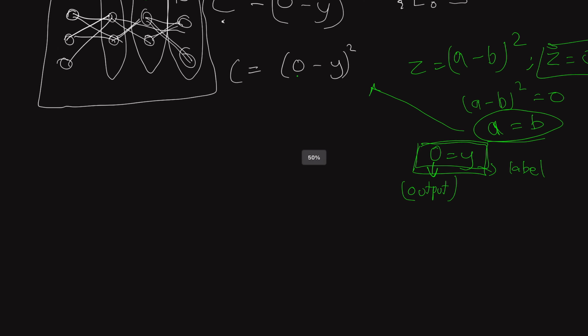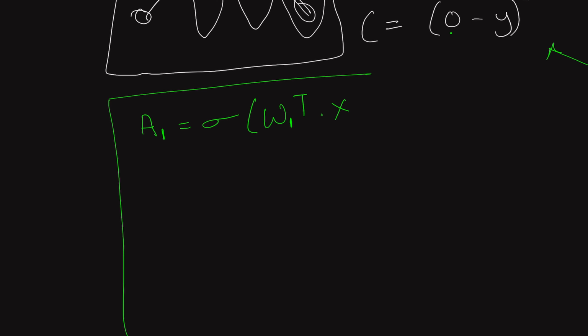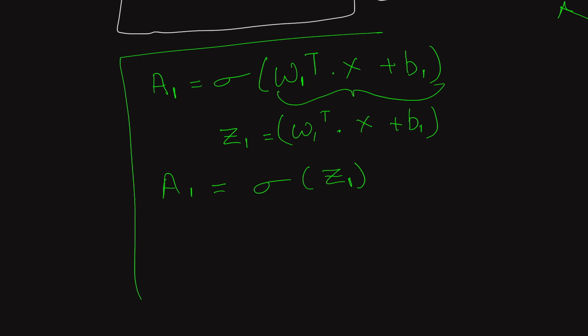Let me write the equations again. We're going to be writing these equations a lot repeatedly, so we do not forget. So let's write A1 equals sigma of W1 transpose dot X plus B1. We can write this as another variable: Z1 equals W1 transpose dot X plus B1. That just means A1 equals sigma of Z1. It looks cleaner. That's the only reason we're putting it in there, so the variables are less congested and it's easier to interpret.